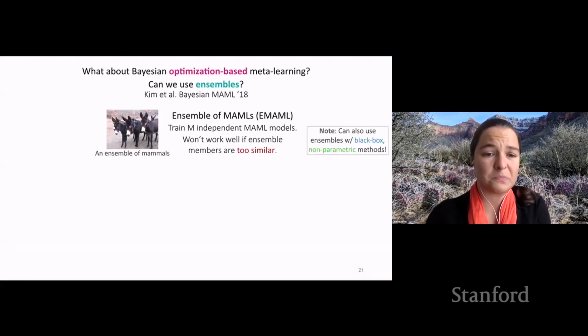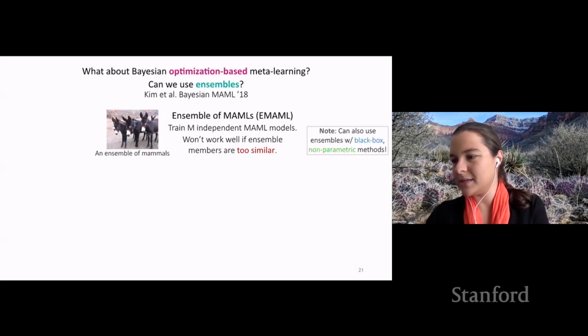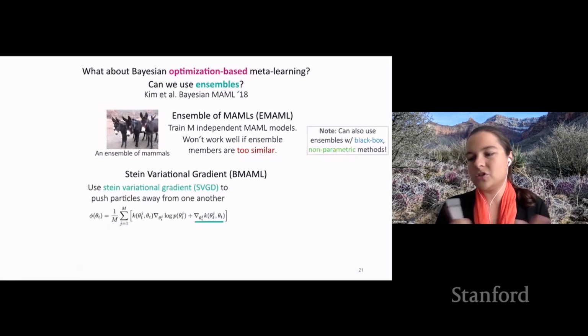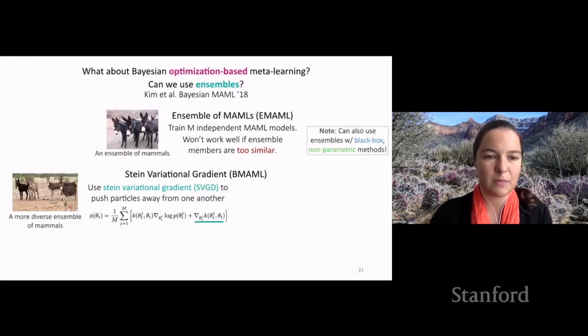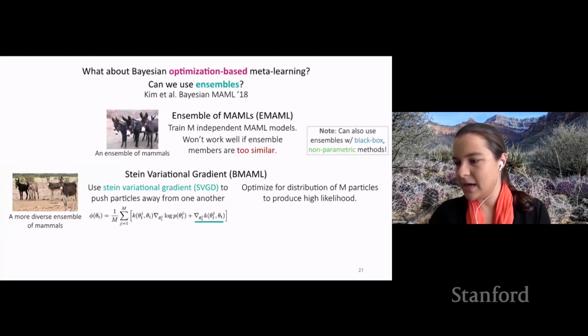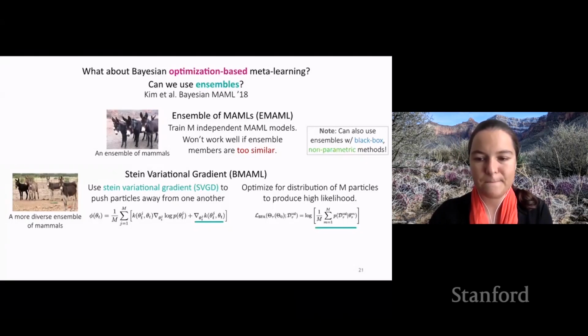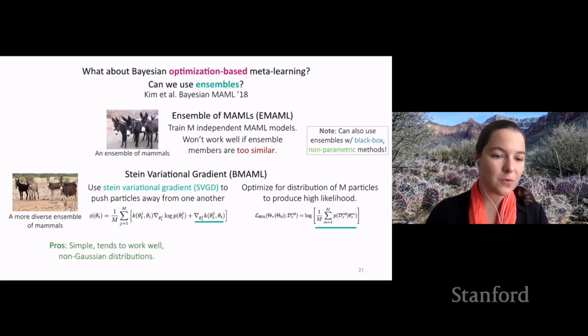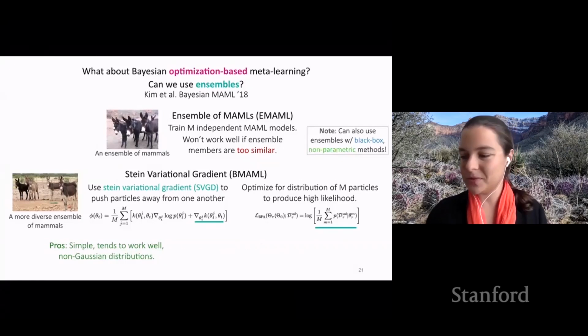This actually works pretty well, but it won't work well if your ensemble members are too similar to one another. This paper by Kim et al. proposed to use what's called Stein variational gradient descent to optimize for a more diverse set of ensemble elements, which basically tries to push different ensemble particles away from one another to get a more diverse ensemble of MAMLs. As a result, it optimizes for a distribution of particles that produce a high likelihood. The benefit of this is that it's simple and it tends to work well. It also gives you a non-Gaussian distribution, which is nice.